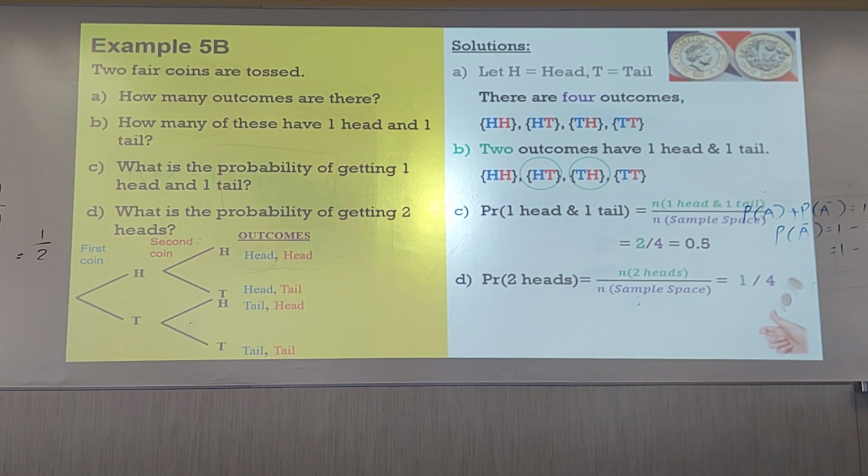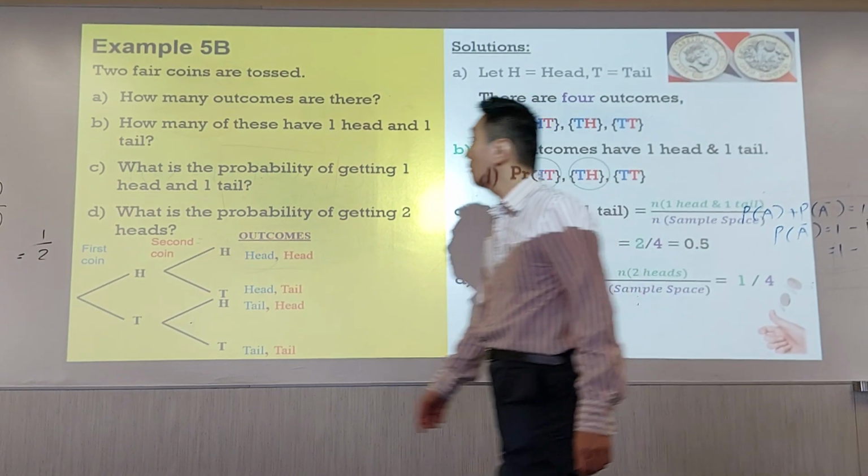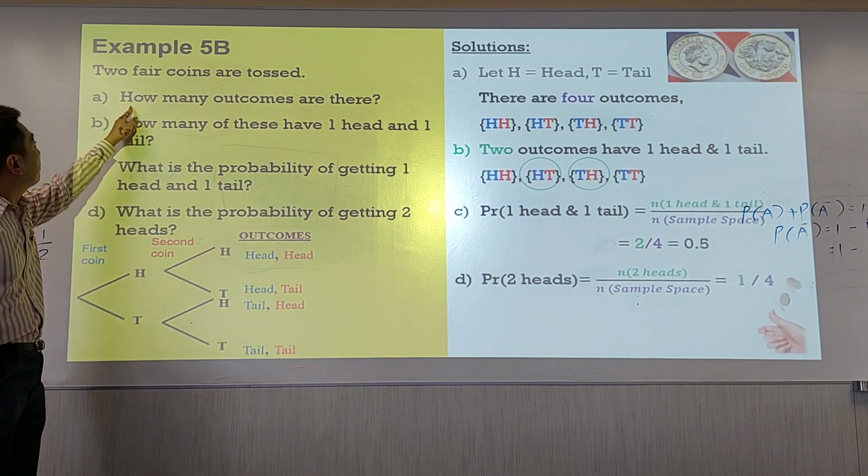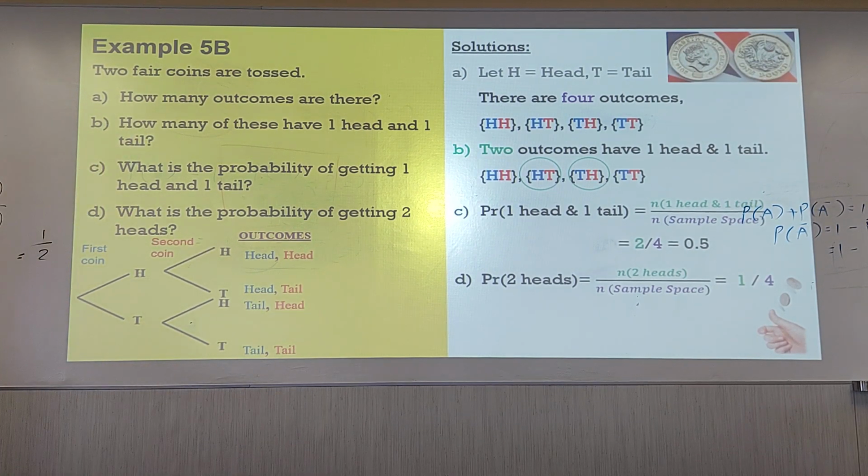Let us analyze this question. This one is coins. Two fair coins are tossed. That means this question involves two experiments, two events, which is throwing two coins. Part A is: how many outcomes are there? So this is the first question.